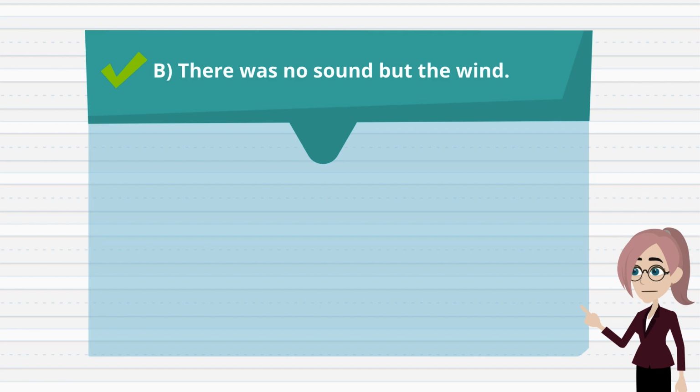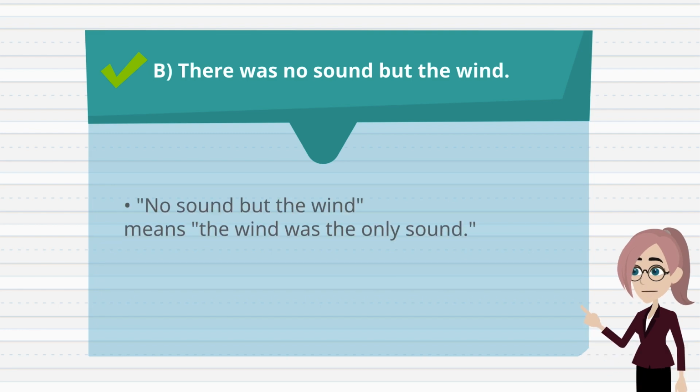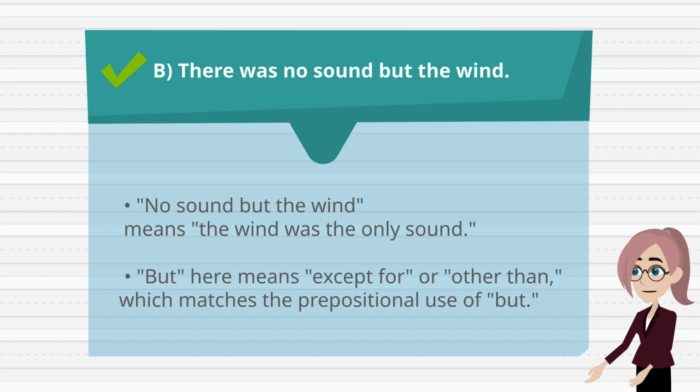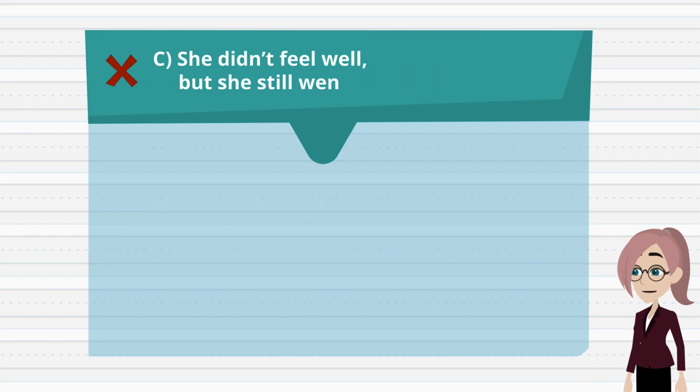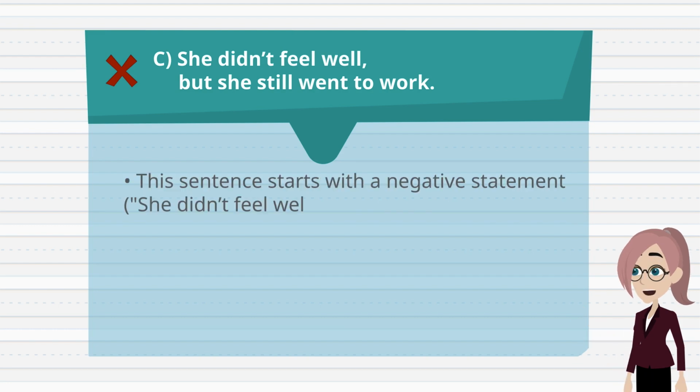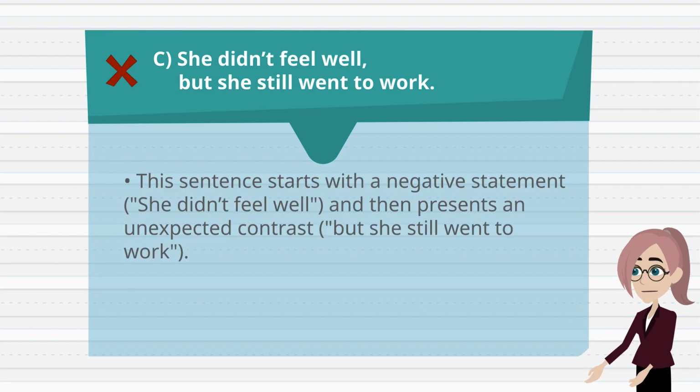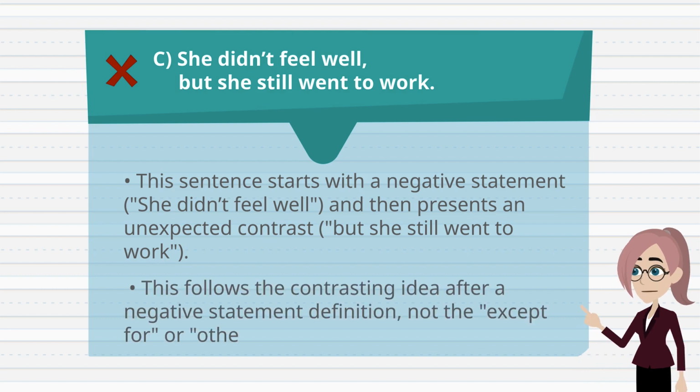B is correct. "There was no sound but the wind." No sound but the wind means the wind was the only sound. "But" here means "except for" or "other than," which matches the prepositional use of "but." C is not correct. "She didn't feel well, but she still went to work." This sentence starts with a negative statement, she didn't feel well, and then presents an unexpected contrast, but she still went to work. This follows the contrasting idea after a negative statement definition, not the "except for" or "other than" meaning.